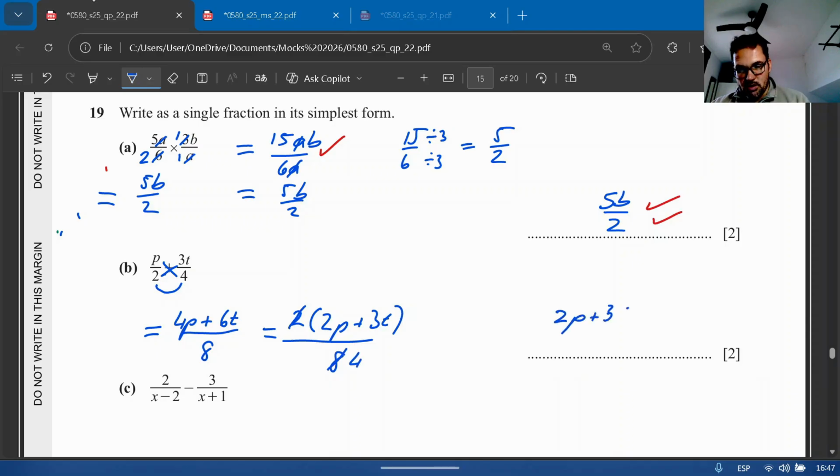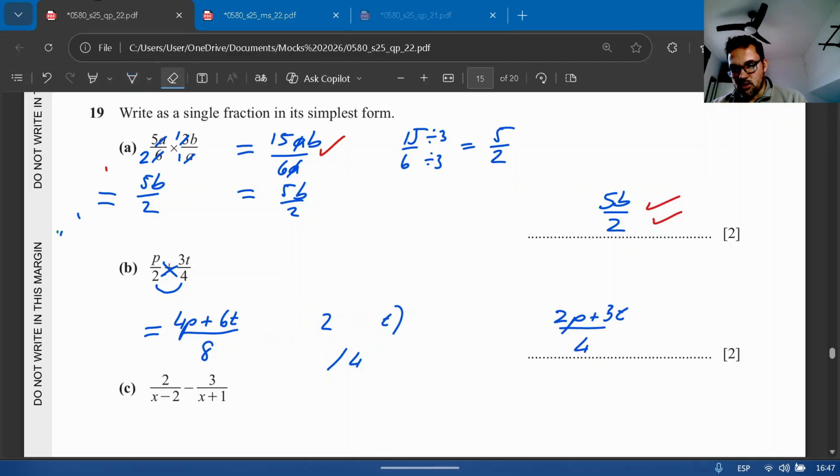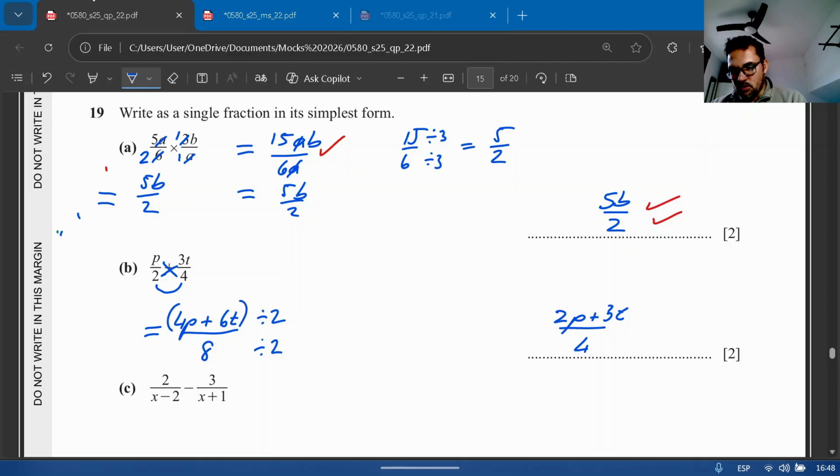2p plus 3t over 4. Or a shorter version of this is just, like simplifying fractions, we divide the top and the bottom by 2. But if there are 2 terms, you divide everything by 2. That's the secret.